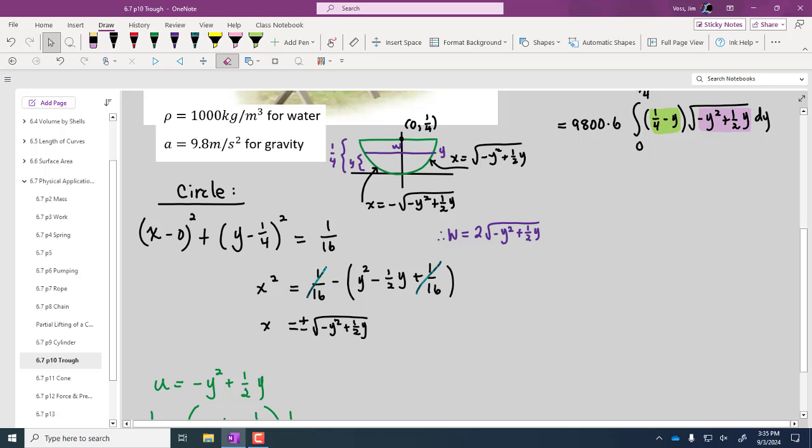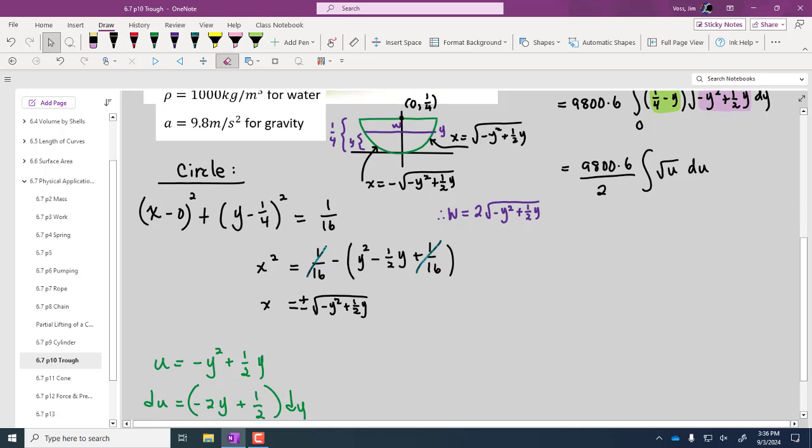So we are golden. So we're going to have 9800 multiplied by 6. We're going to have a division by 2. And this is going to be the square root of u multiplied by du. So the pink is what we let u be. So we have the square root of u. And then the other part, the green part times dy, is du over 2. So the du over 2, we can put the over 2 out in front. And that's an integral that we can manage.